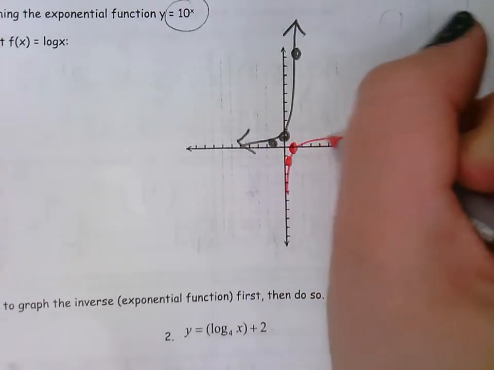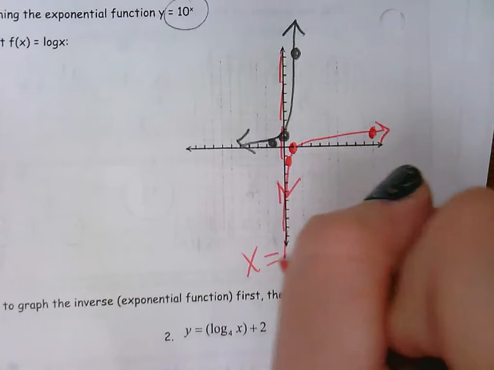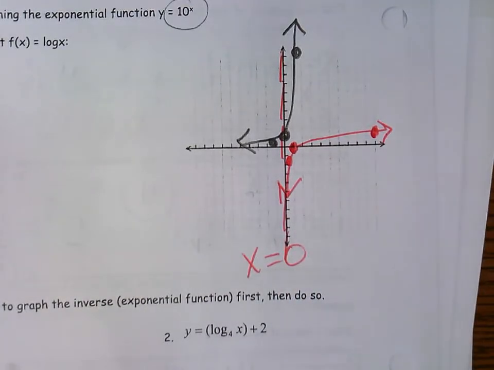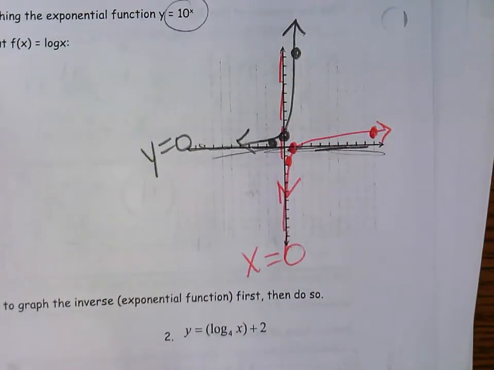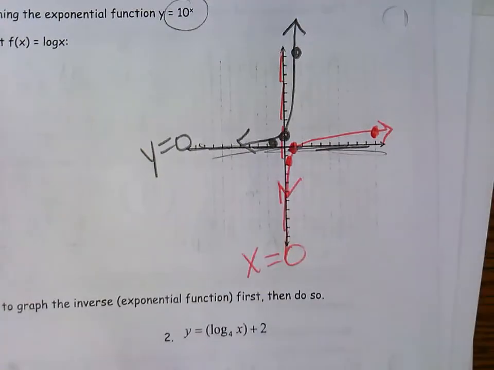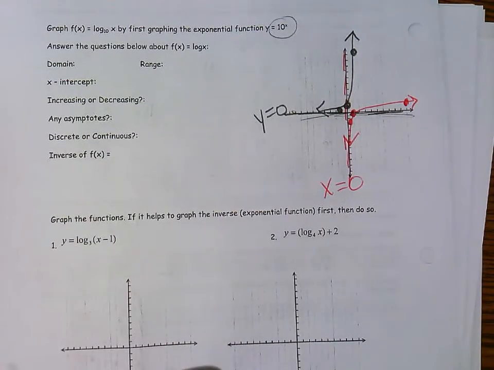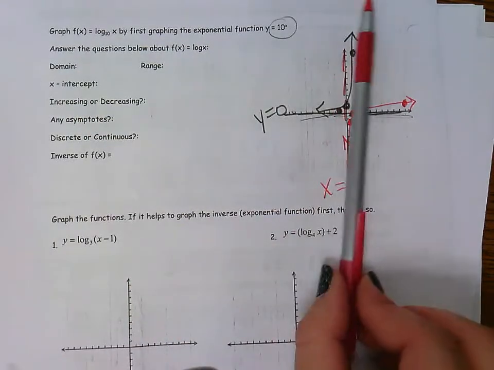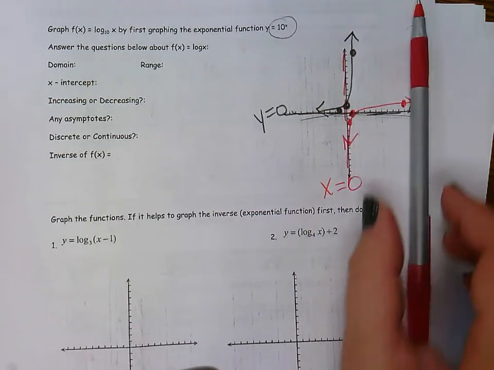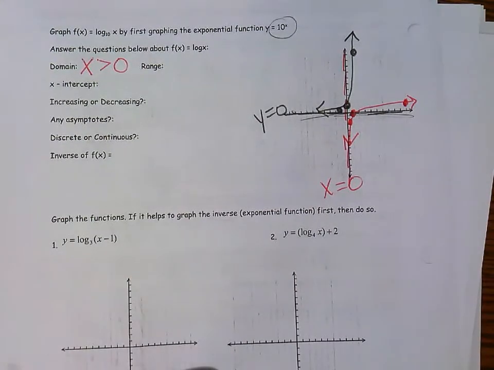So the red is my log function. It has an asymptote at x equals 0. This one had an asymptote at y equals 0. See how it's a reflection over the line y equals x? So let's use the red graph to answer these few quick questions about the log graph. What's the domain of this red graph? What are the x values? X all has to be greater than 0 this time, right?